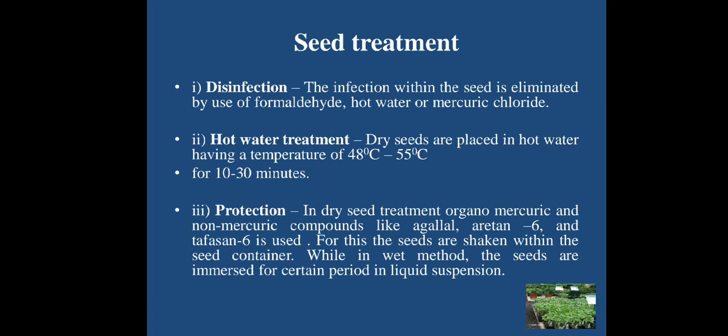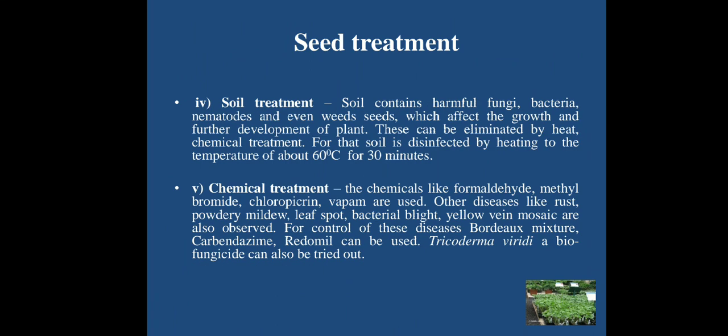Protection. In dry seed treatment, organomercuric and non-mercuric compounds like Agallol, Aretan, Aretan 6 and Tafazan 6 are used. For this, seeds are shaken within the seed container. In the wet method, the seeds are immersed for a certain period in liquid suspension.